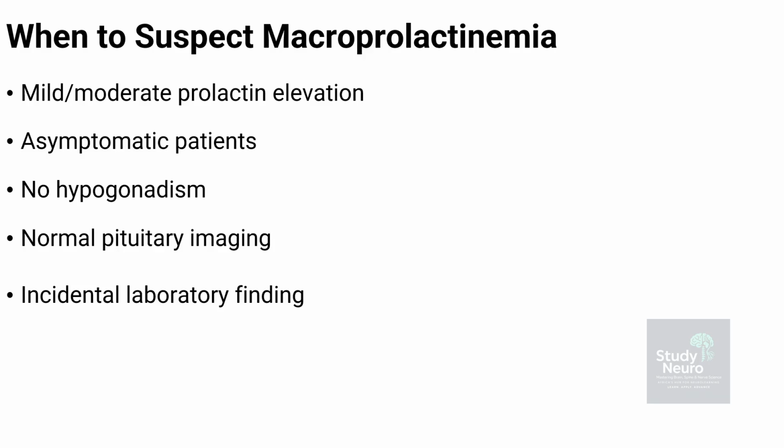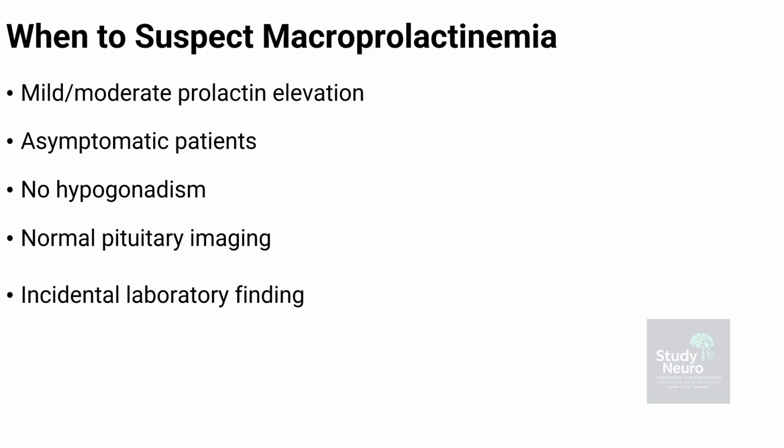In real life, many of these cases are picked up by chance during routine blood tests done for unrelated reasons. The key is to recognize the mismatch between the lab result and the patient's clinical picture, and to question whether the prolactin being measured is actually the biologically active form.